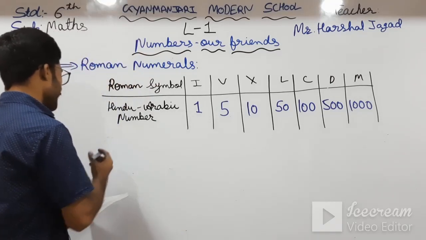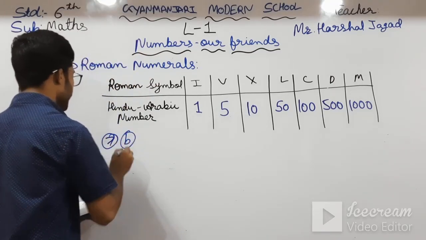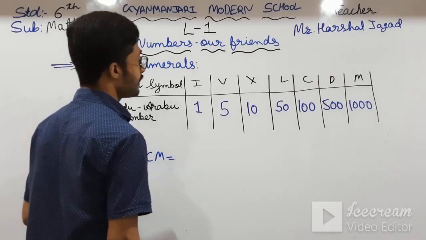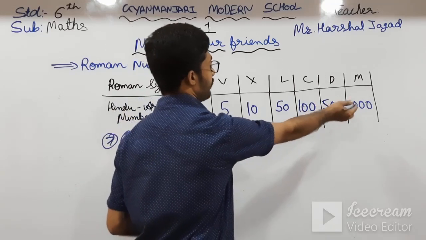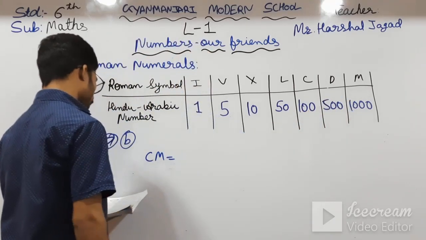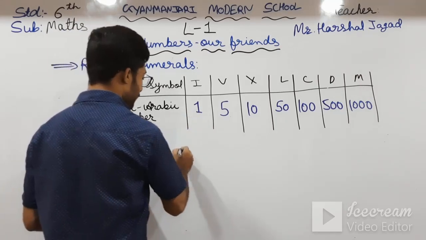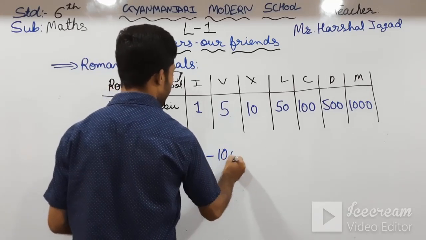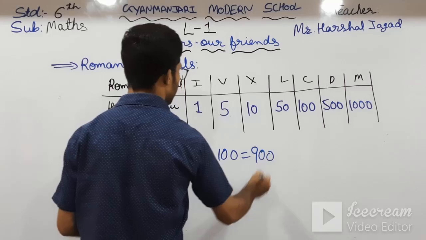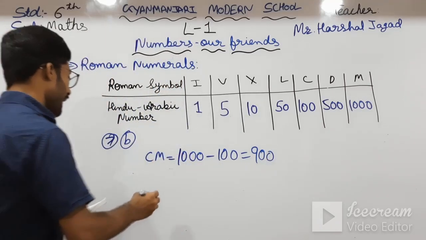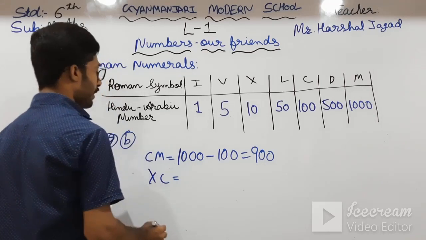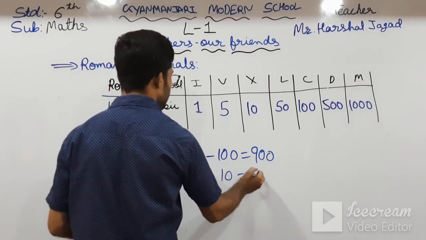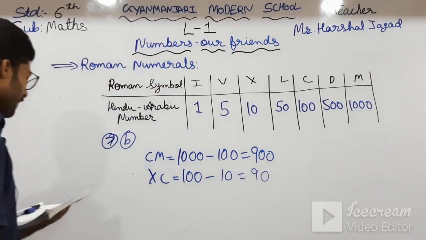See here, I am writing an example of 7b, that is CM. What is the value of C and what is the value of M? Okay students, so what we have to do is subtract, that is 1000 minus the value of C, that is 100. Then we get 900. This is example number 1. Next, XC. What is the value of C? That is 100 minus 10. That is 90. Okay students.